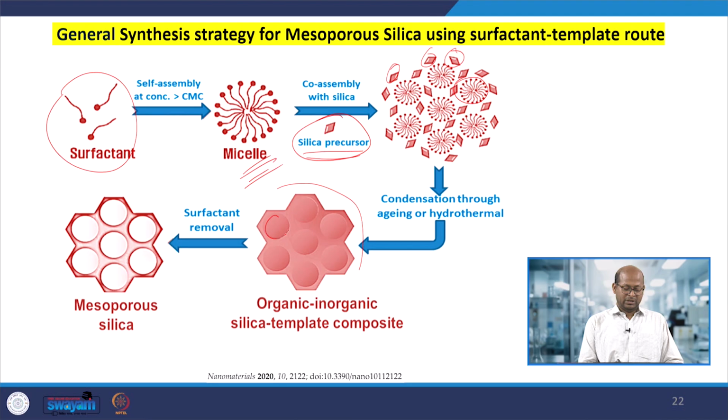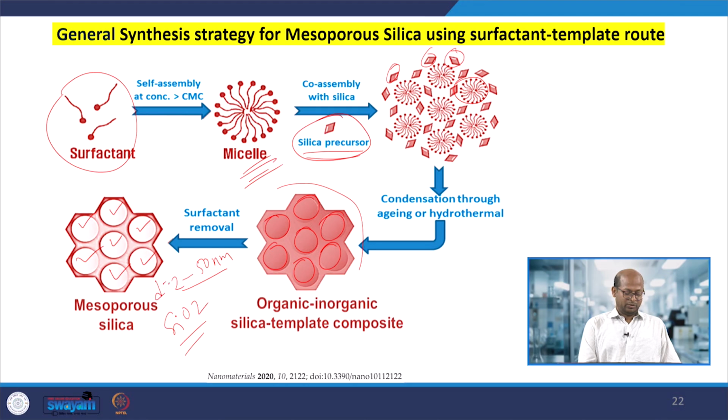So then this type of inert insides, whatever the surfactant micelle formations are there, would be removed, and then various pore developments would be there. That is called mesoporous silica, SiO2. The pore structure is 2 to 50 nanometers within that range.